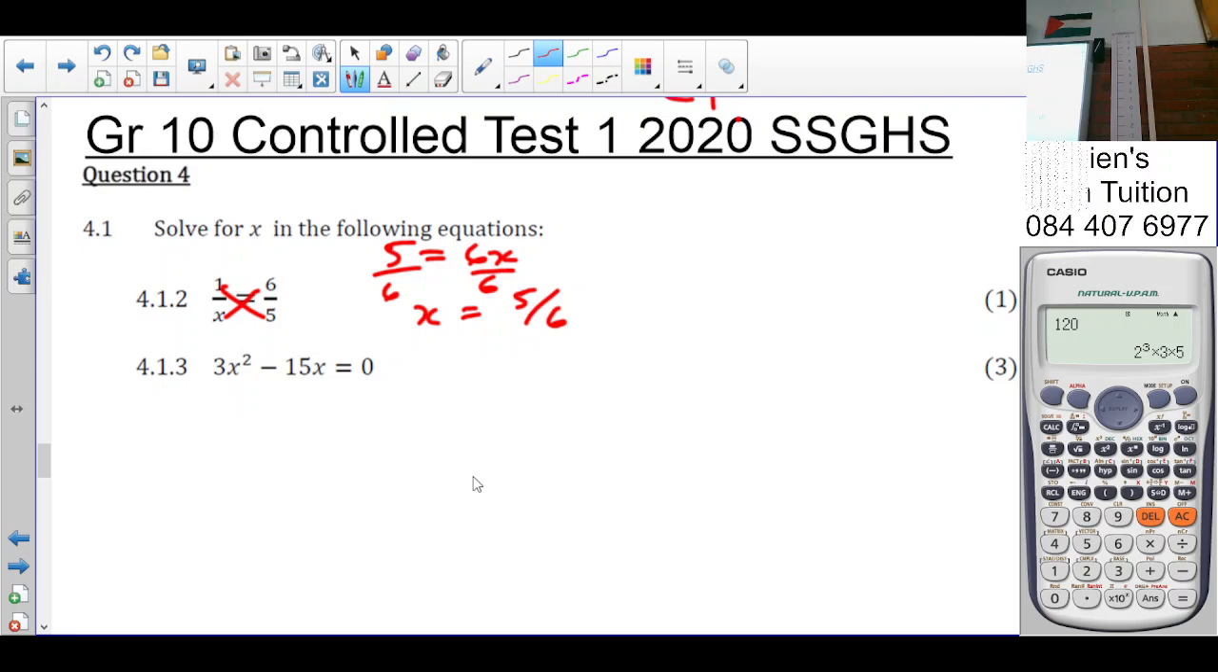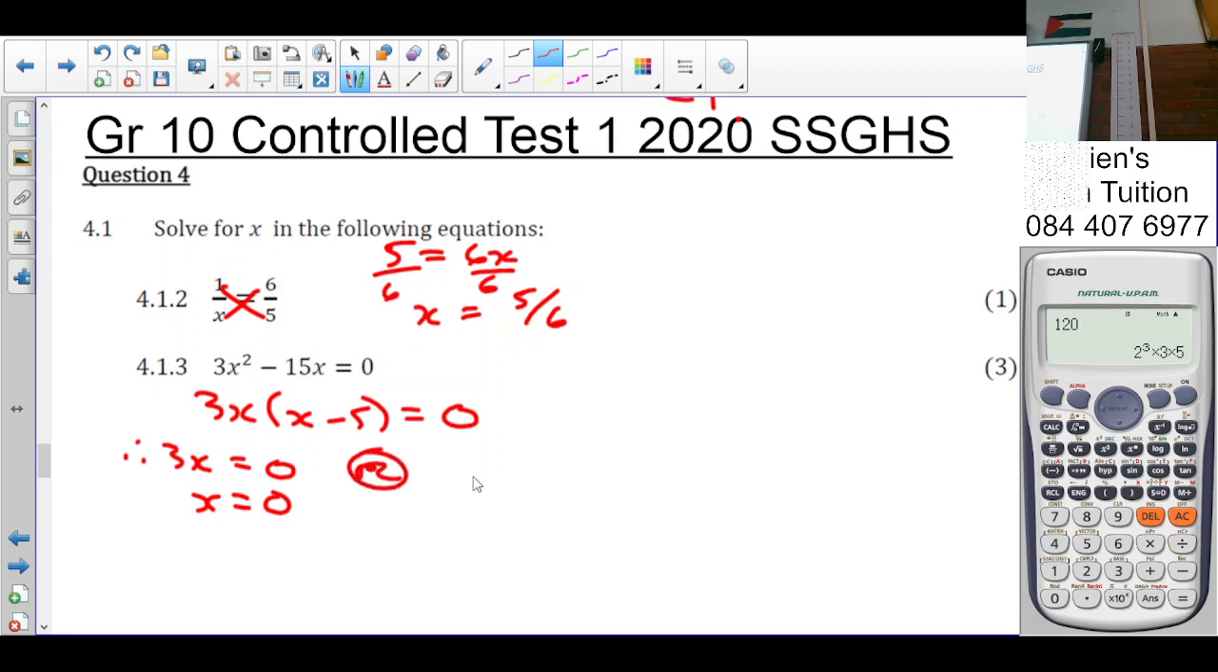The next one, I'm going to solve for x here. We take out a common factor. And what's our common factor here? 3x. I'm then left with x minus 5. So therefore, 3x is equal to 0, x is then equal to 0, or x minus 5 is equal to 0, x is equal to 5. You got x is equal to 0 and x equal to 5. You got the 0 here as well. Nice. Full marks for you.